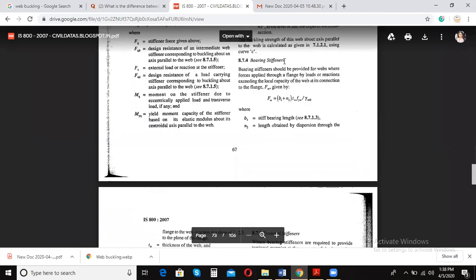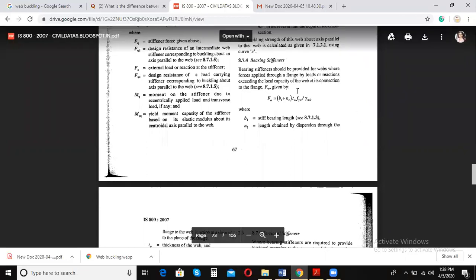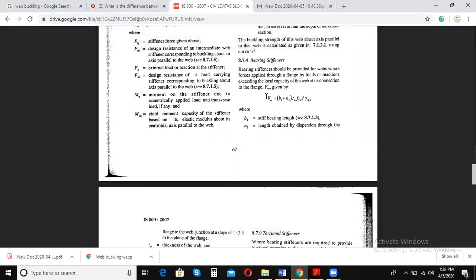So this is 8.7.4 and it says bearing stiffeners. In order to provide resistance to the web against web crippling, we provide bearing stiffeners, and initially we always provide a support on which the beam rests. Now this support also acts as a bearing stiffener, right? So let's read it. Bearing stiffeners should be provided for webs where forces applied through a flange by loads or reactions exceed the local capacity of the web at its connection to the flange, Fw, given by this formula, (B1 + N2) into Tw Fyw by gamma m0.